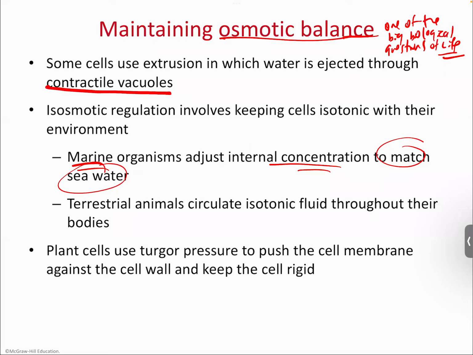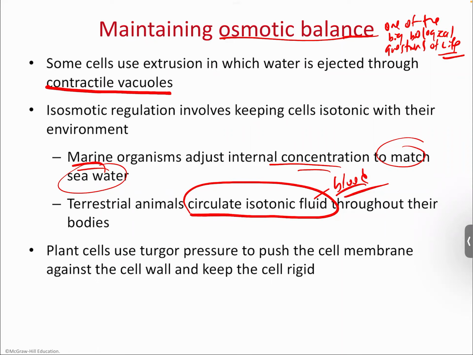And if you're a terrestrial animal, like us, for instance, you don't have to calibrate your internal environment to the external. What you do is you circulate isotonic fluid. What's our isotonic fluid? Our blood throughout our body. So we basically bathe our tissues in isotonic fluid. That's our body fluids. Right? So all of your body fluids are isotonic in nature.